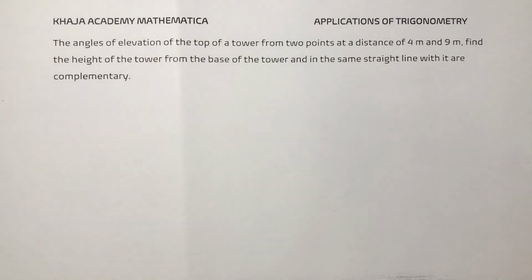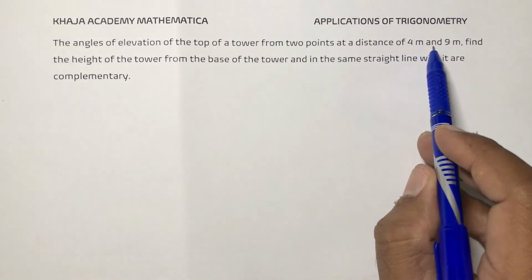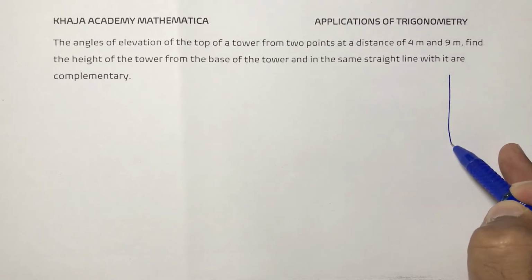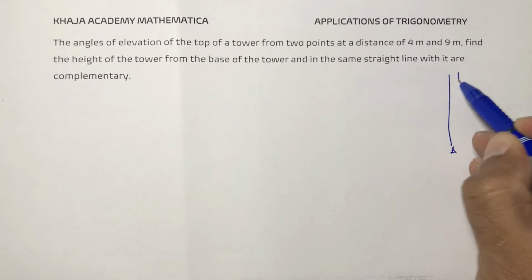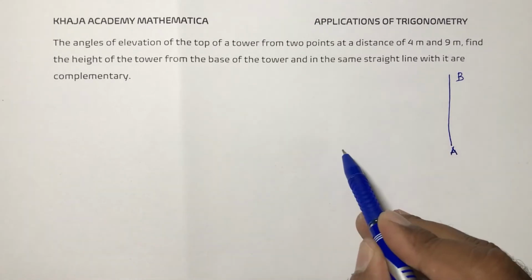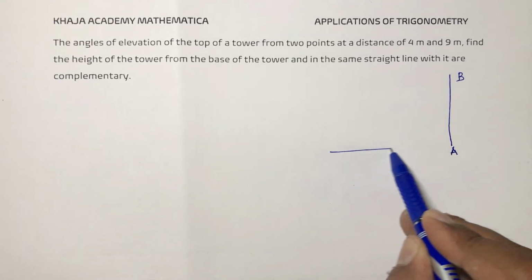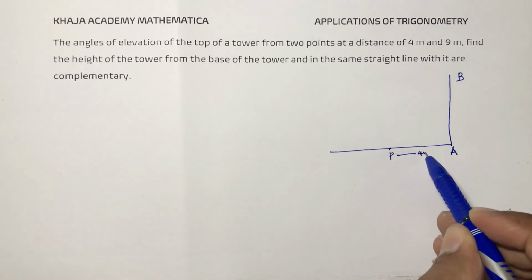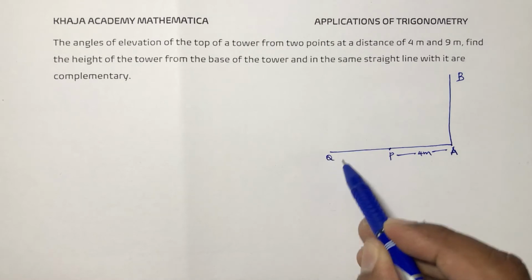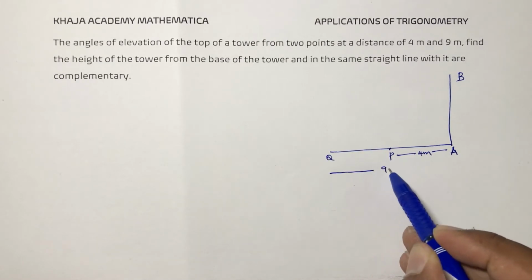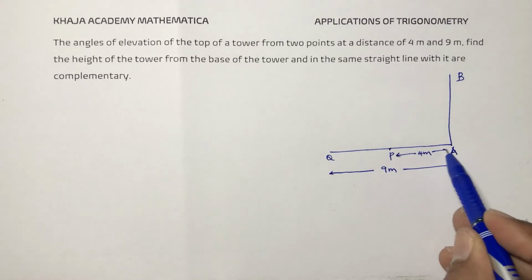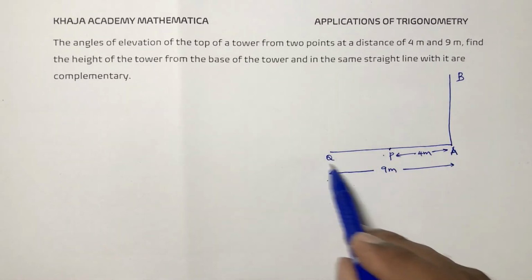The angles of elevation of the top of a tower from 2 points at a distance of 4 meters and 9 meters. Now see here, consider AB as the tower, from 2 points at a distance of 4 meters and 9 meters. So take this point at a distance of 4 meters, and the other point at a distance of 9 meters. AP is 4, AQ is 9 meters.